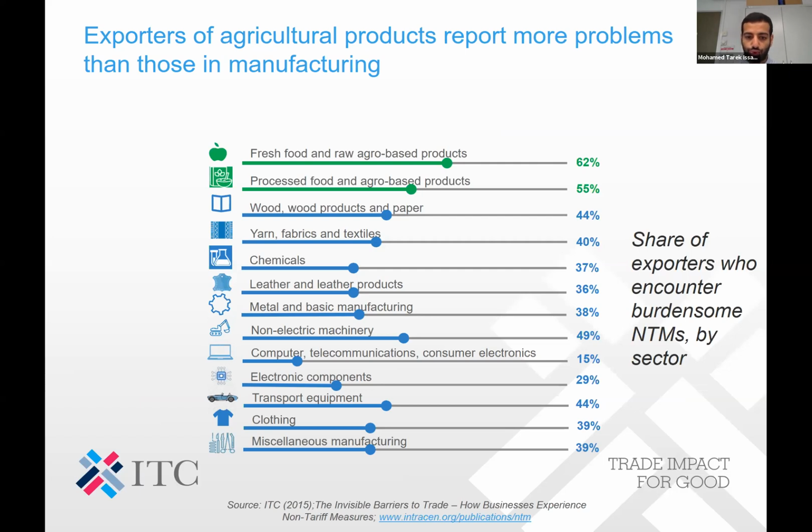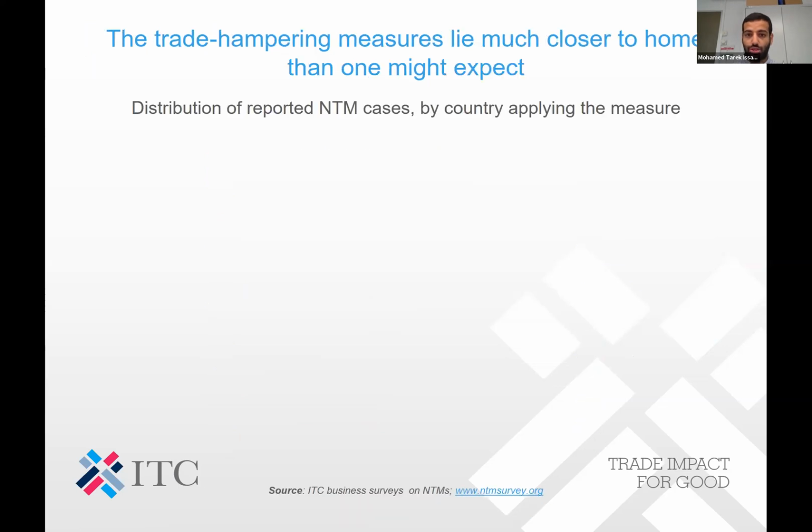And this is according to the surveys that we have done in many countries. But when we compare between the agricultural sector and the manufacturing sector, we see that exporters from the agriculture sector are more affected than the manufacturing sector. And why is that? Because when it comes to food, we always talk about SPS measures, so food safety, and countries are very strict when it comes to food safety and the safety of consumers. That's why the agriculture sector faces more problems when it comes to NTMs.